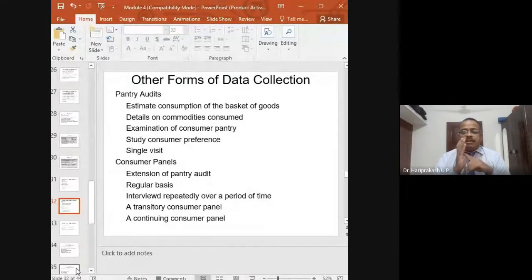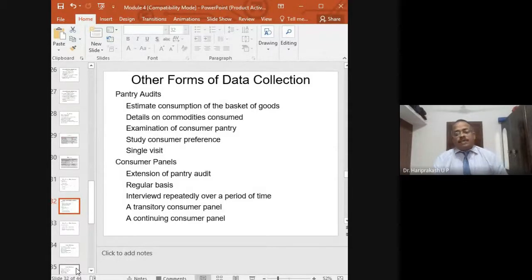In this, they will collect the details of the commodities being consumed by examination of the consumer pantry, the storeroom. Okay, study the consumer preference. So which brand he prefers, what quantity he buys, what is his preference for the quantity, like that. So this is done on a single visit. They will visit several houses and observe the storerooms of the customers with their permission only. They will ask permission and then visit. If they are collecting data like this, that is called a pantry audit.